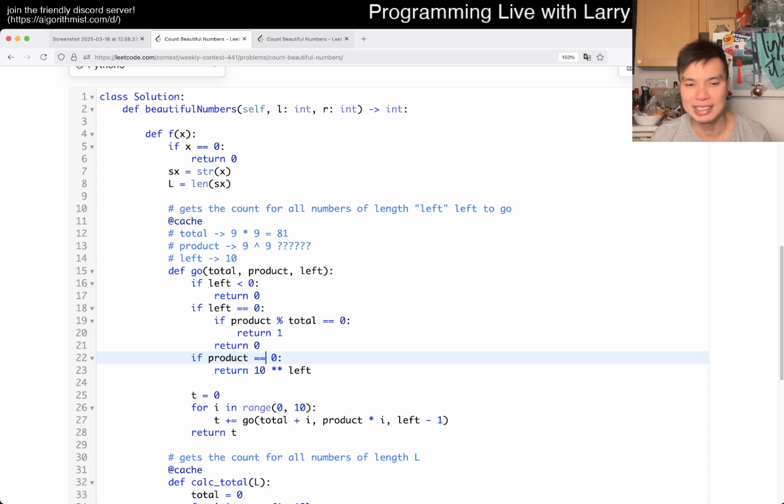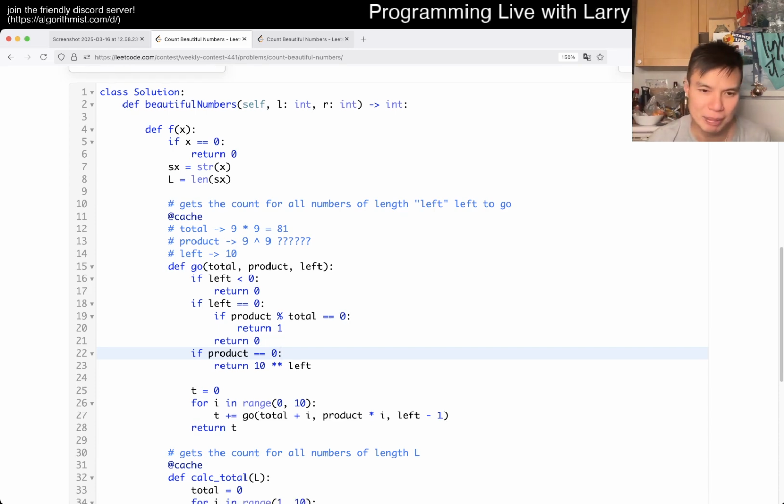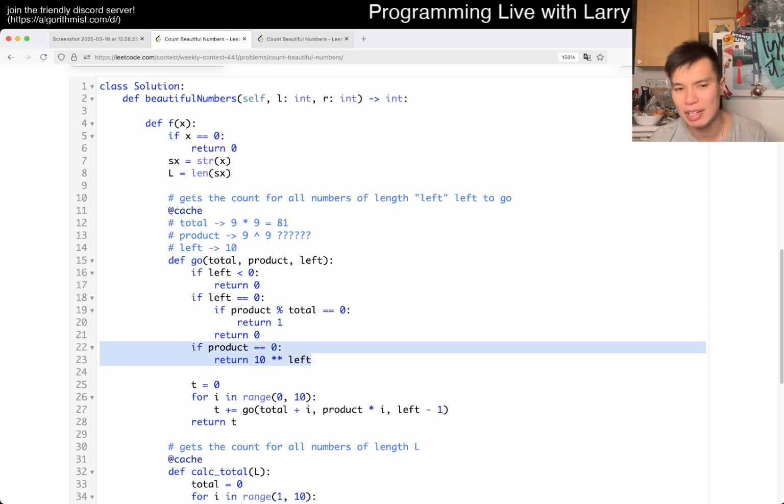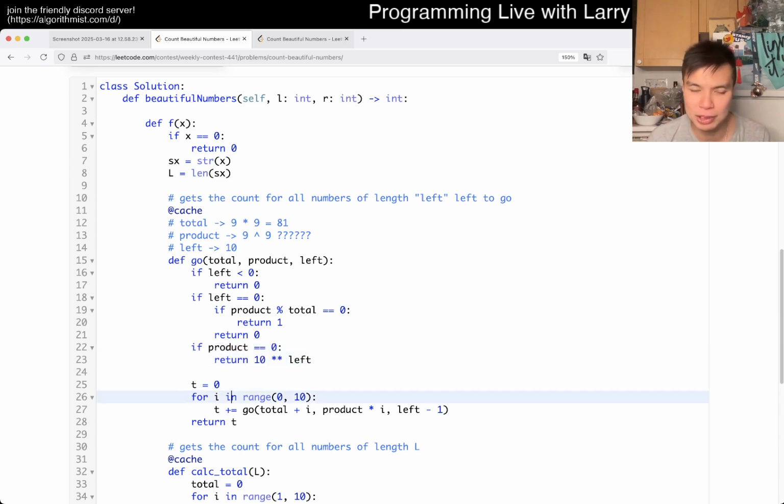And so then this is just the power of 10, because the rest of the digits could be all 0 to 9, so that's 10 numbers per digit left, so it's just going to be 10 to the power of left digits. I don't know that this is necessary, honestly, but it's still very nice, so I just added it on, so then I don't have to worry about it or think about it. And then otherwise this is just straightforward dynamic programming, right?